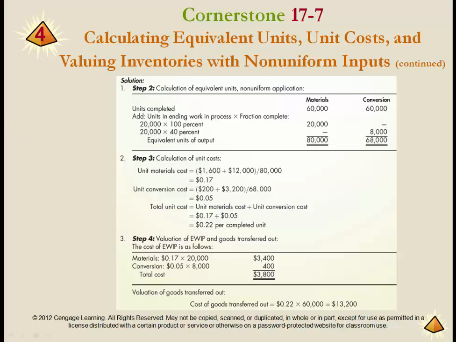And then we're going to value the inventory for ending work in process and transferred out. The ending work in process, we're going to take the 17 cents, which is here, times the ending work in process, which is 20,000. You get $3,400. And you're going to take the nickel, which is the cost per equivalent unit for conversion cost, and multiply it times 8,000 units, it gets us $400. And you sum the two and you get 3,800. That's what's going to be your value in ending work in process. The difference obviously is going to be what was transferred out.